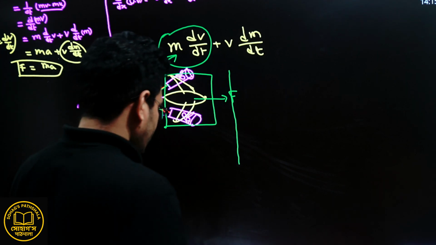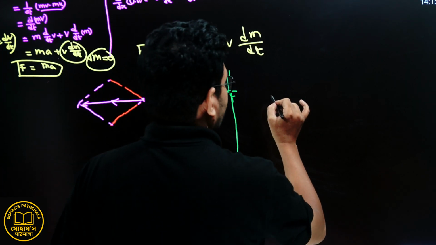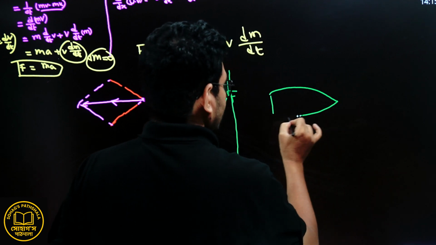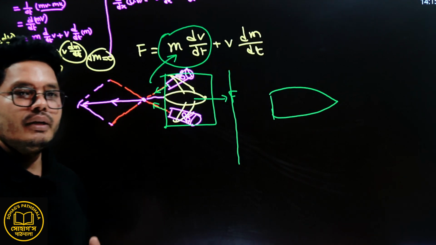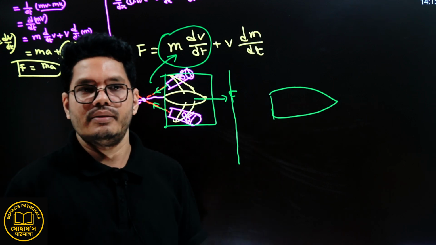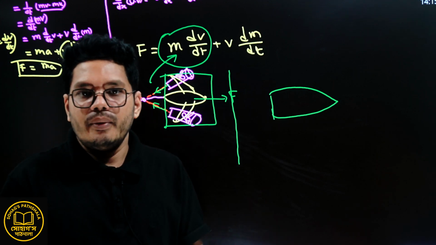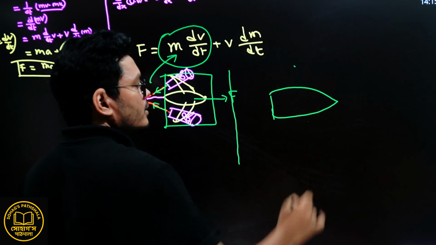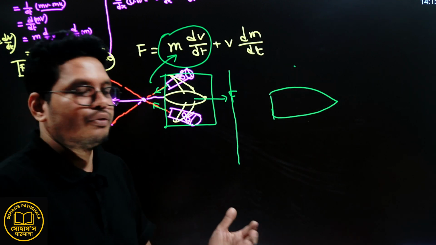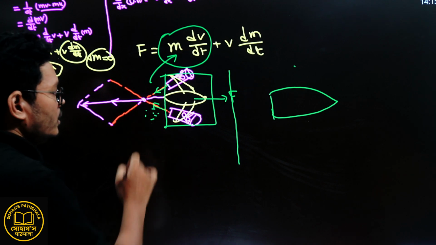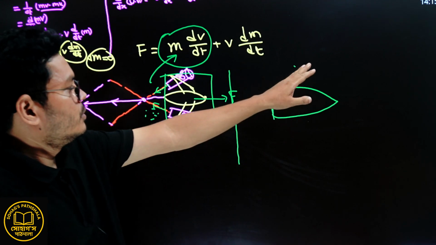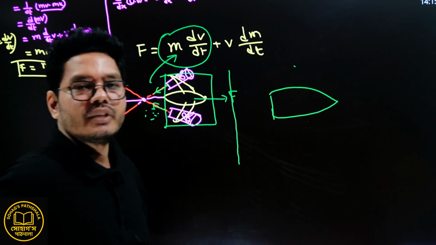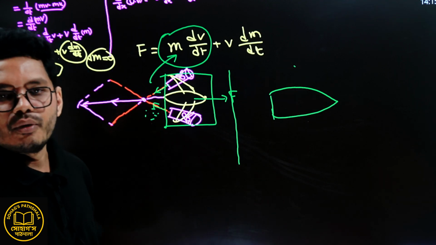But there is another case. Think about a rocket, which is traveling in space. There is no air around. If you add a turbine here, a turbine has air to give force to, but we don't have air particles around the place where the rocket travels.